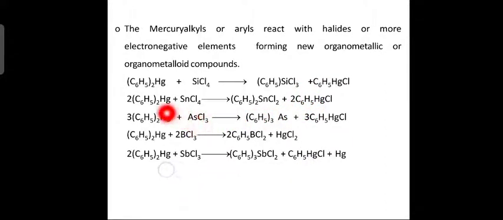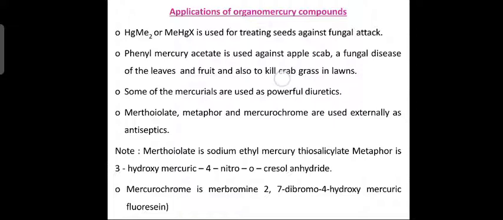Triphenyl compound: three molecules react with arsenic trichloride, giving triphenyl arsenic, and then monophenyl mercury chloride. So this is diphenyl mercury with boron trichloride giving phenyl dichloroboron. This is the compound formed. Similarly, two molecules of diphenyl mercury combine with antimony trichloride, giving triphenyl compound, monophenyl compound, and then mercury. Okay. Next slide. What are the applications of organomercury compounds?